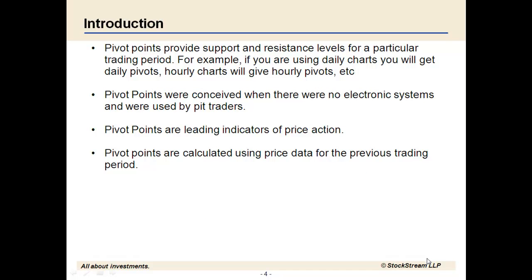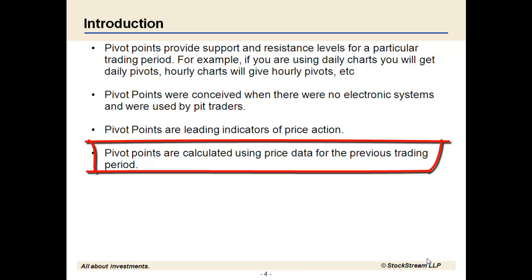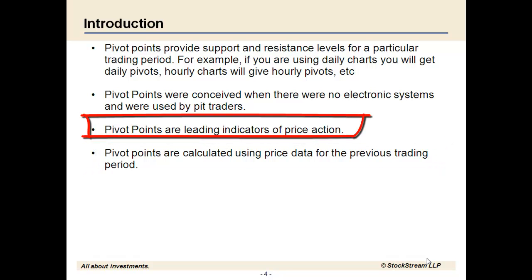Pivot points are one of the oldest technical indicators and were conceived by pit traders even before the existence of electronic trading systems. Pivot points are price levels which act as support and resistance for a particular trading session. Pivot points are calculated using price data from the previous trading session and provide leading indicators of price action.